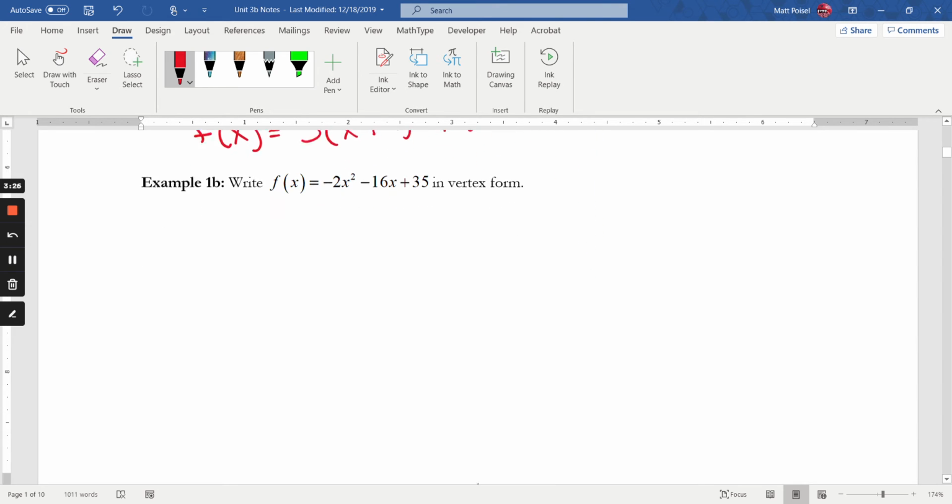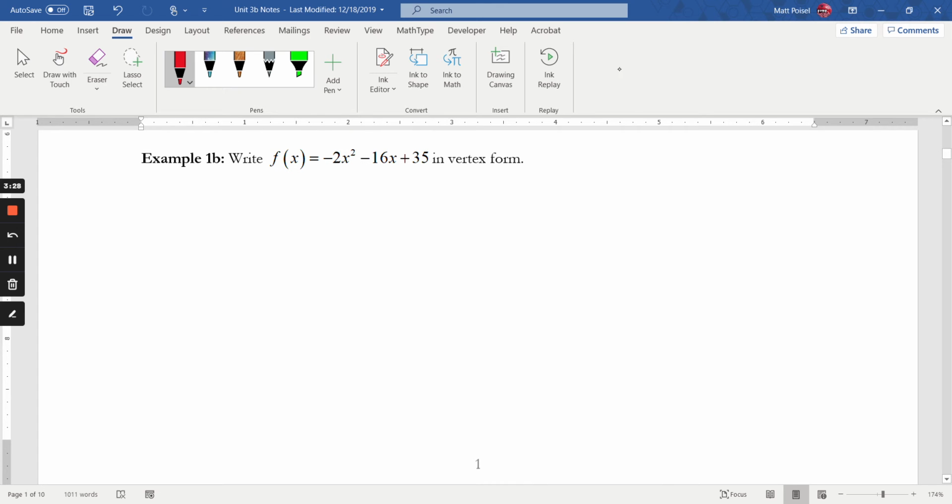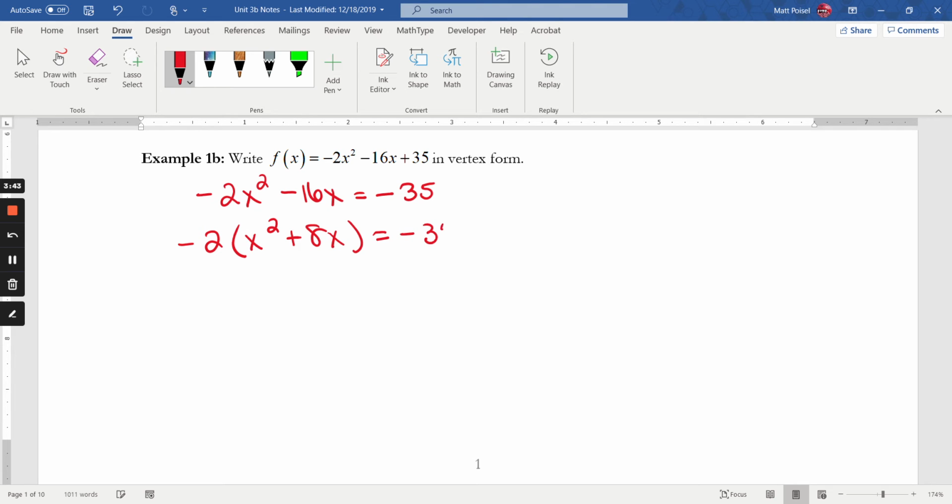Okay, we'll do the next example here together. This one's a little bit different because we've got this negative going on, so we just need to be careful with that. Again, I'll start by subtracting the constant. I'm going to factor out a negative 2. I'm going to look right here, chop it in half. And on this side, we leave it as 4 squared.